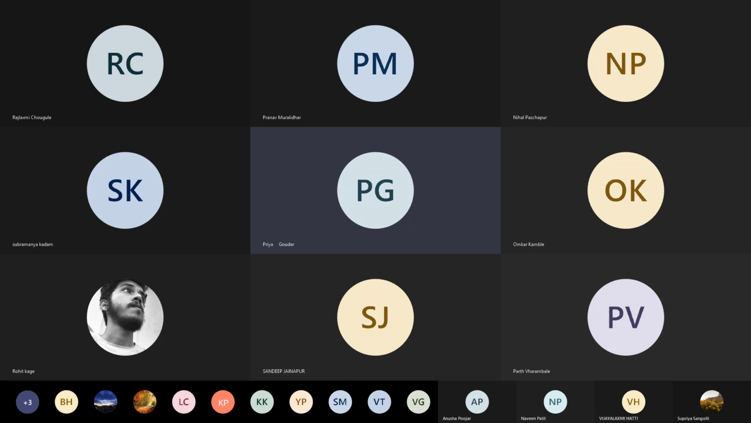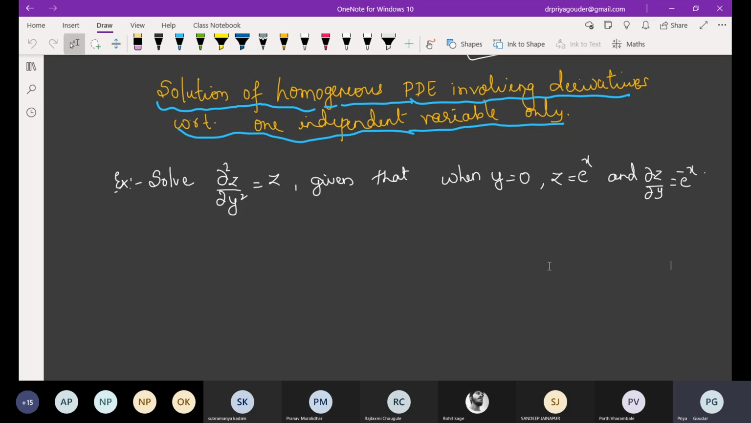This method is meant only for homogeneous PDEs involving derivatives with respect to only one independent variable. That means if you can see this equation here, this is a partial differential equation. Here you can see this is differentiated with respect to which variable? Dou square z by dou y square means z is differentiated with respect to only y, isn't it? So for such type of problems where it is differentiated with respect to only one independent variable, maybe x or y, we can apply the method.